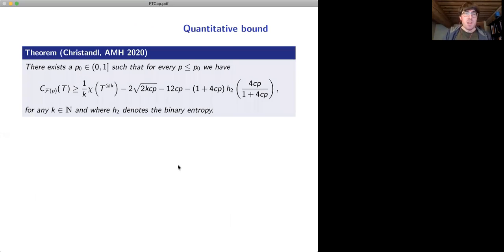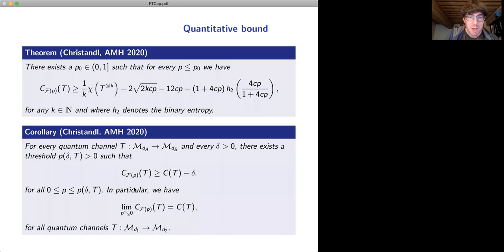So in the end, I get this lower bound on the fault-tolerant capacity, where this is this G that I had before. H2 is the binary entropy. And from this lower bound, I immediately get the corollary that I mentioned before.